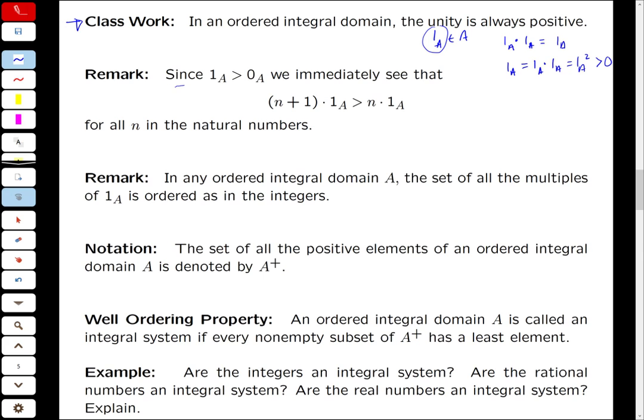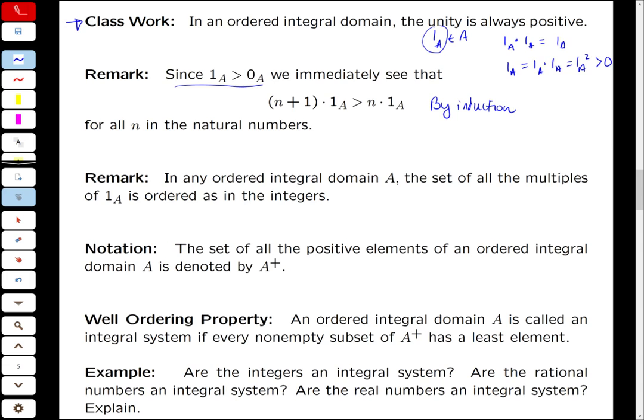Notice that if 1 sub A is greater than 0, you can see that n plus 1 times A is greater than n times A. This is by induction. That would be a proof by induction on that. It's an inductive argument. You actually have a proof by induction that you're going to do in your homework. It's the last one, I believe. We're not actually going to go through this one. That's a very straightforward inductive argument.